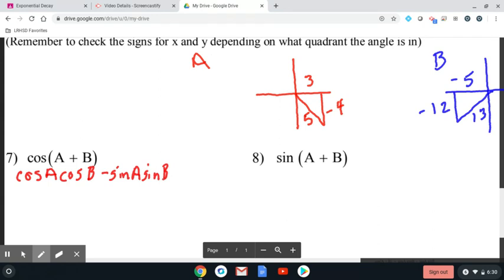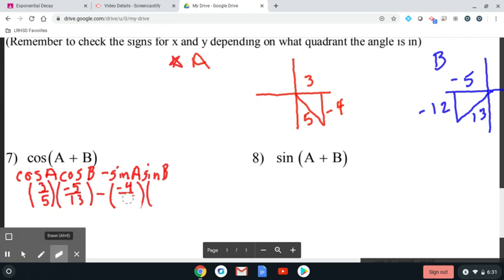So when we look at cosine of A, remember, you're looking at the right triangle A that you set up. Since cosine is x over r, cosine of A is just 3 over 5. For cosine of B, I look at my blue triangle and do x over r, so that's going to give me a -5 over 13. Drop down my minus sign. Then I have sine of A, so I go back and look at my red triangle, and it's y over r, which should have been 5, I actually wrote an r, sorry. And then sine of B is -12 over 13.